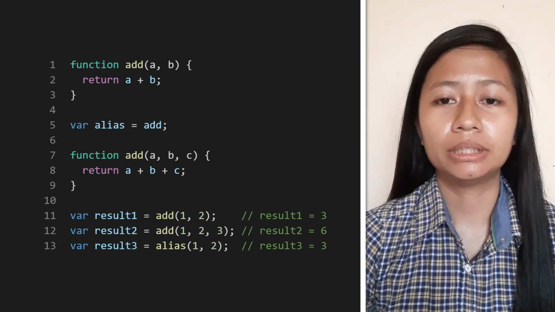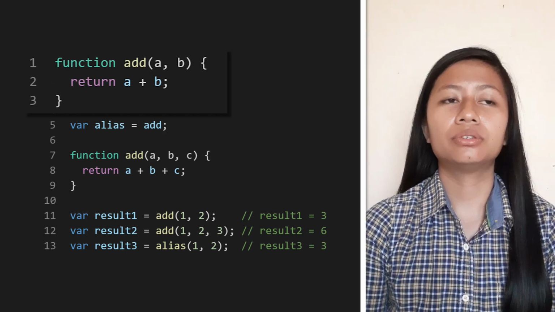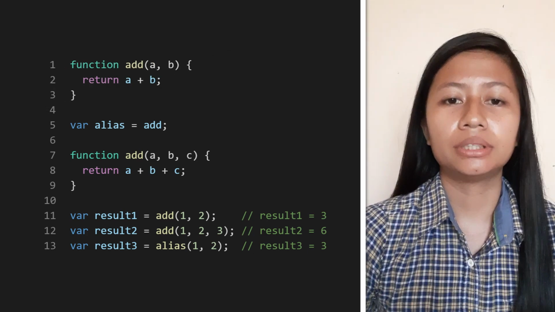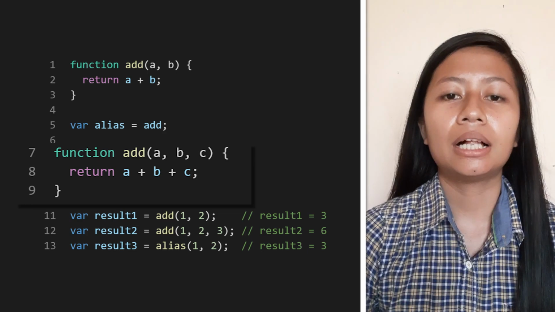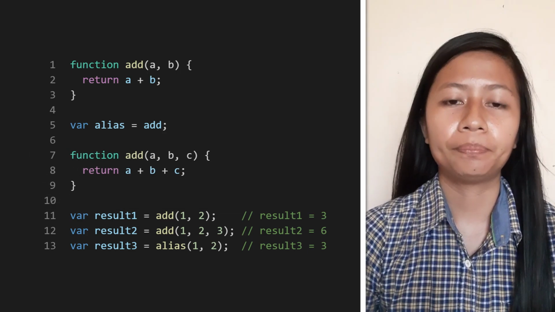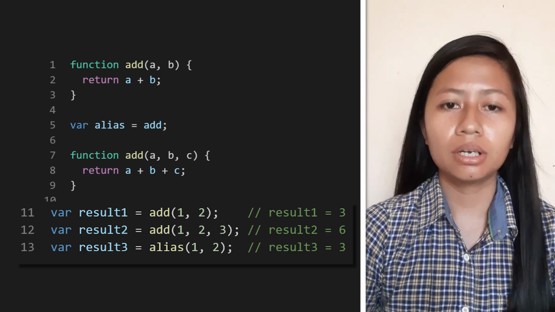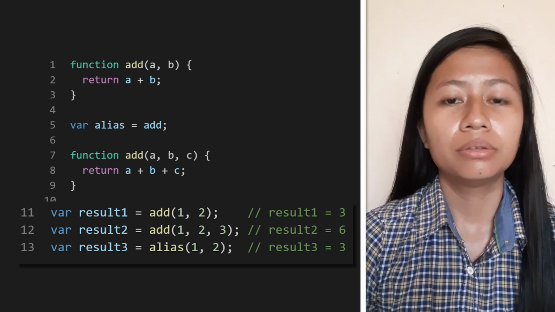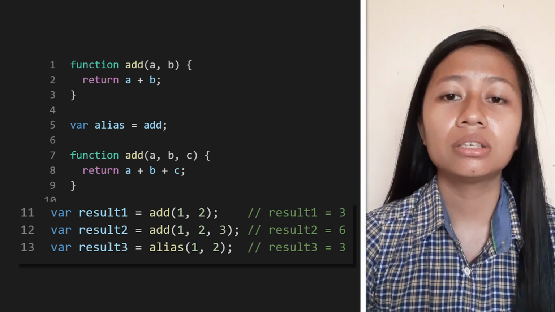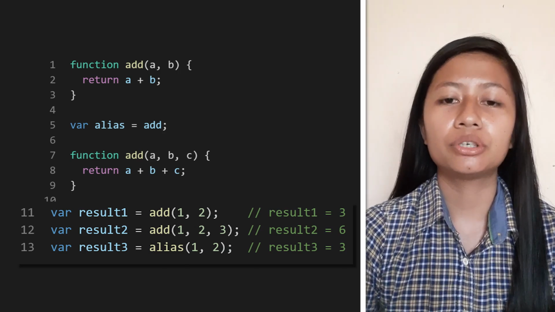In this example, the add function is first defined to add two numbers together. However, the function is then redefined to add three numbers together, creating an alias for the original add function. When the add function is called with 2 arguments, it uses the original definition to add the numbers together. When called with 3 arguments, it uses the new definition to add all 3 numbers together.